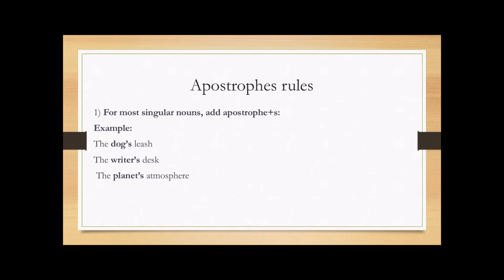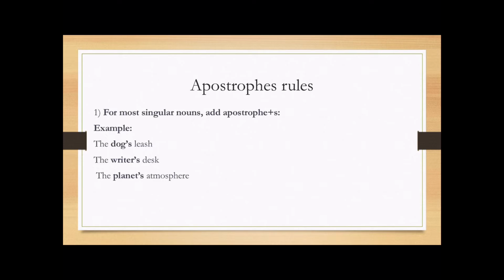There are several rules of apostrophe usage, but I'm going to explain six today. Number one, for most singular nouns, we add an apostrophe and s. Let's see the examples. The dog's leash. We are talking about one dog. So in this case, we're going to write it as dog apostrophe s.